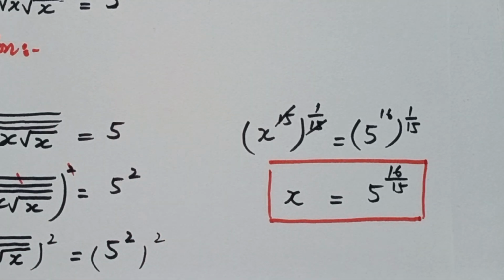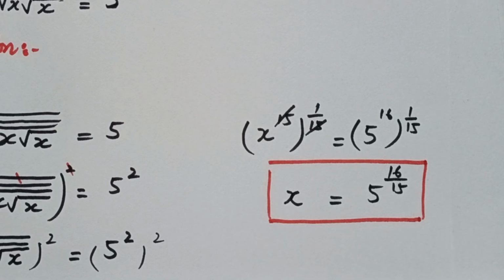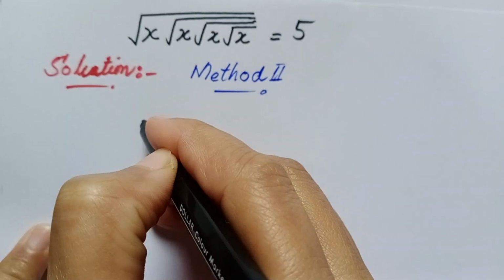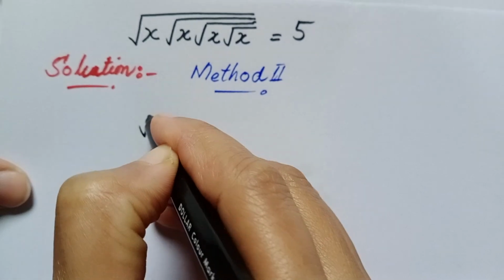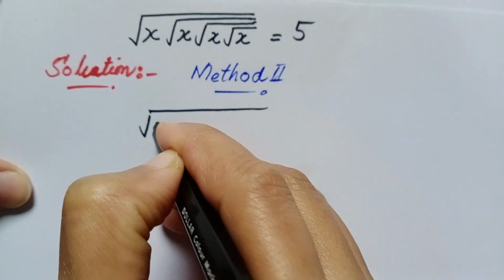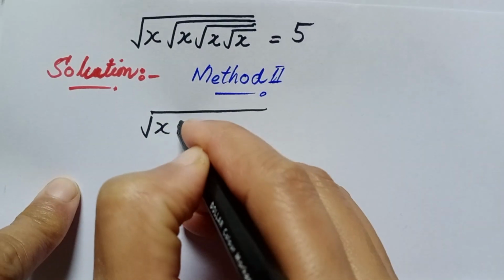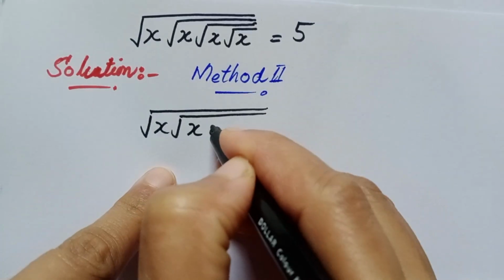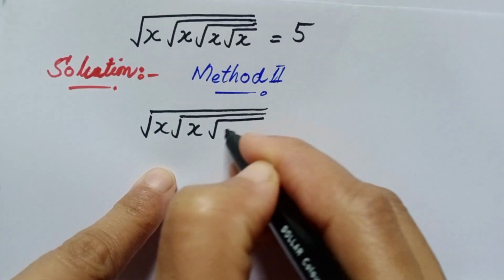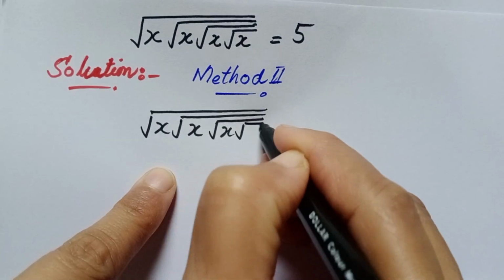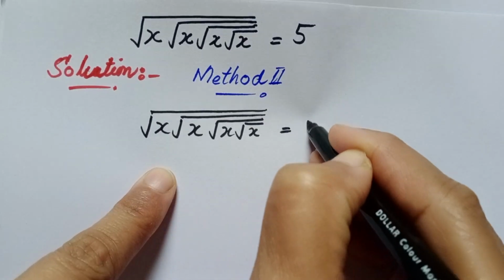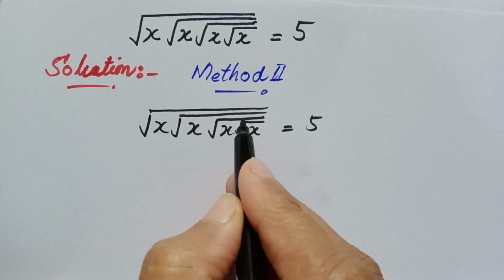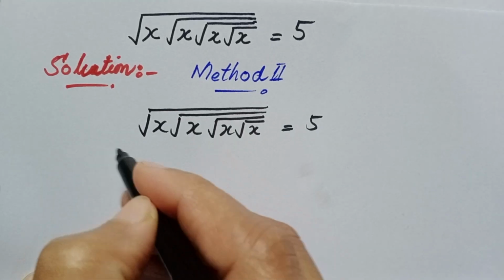Now we will use the second method. The second method is very easy. In the second method we will write the statement of the question: square root x is equal to 5. So we will separate all these square roots, we will write them separately.